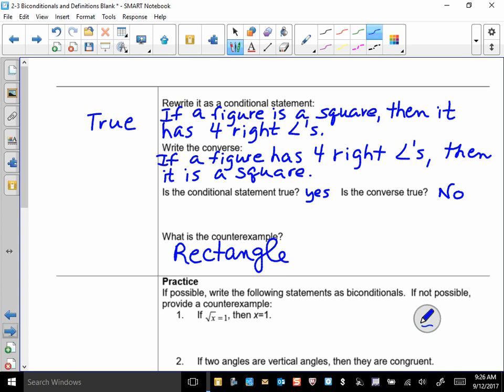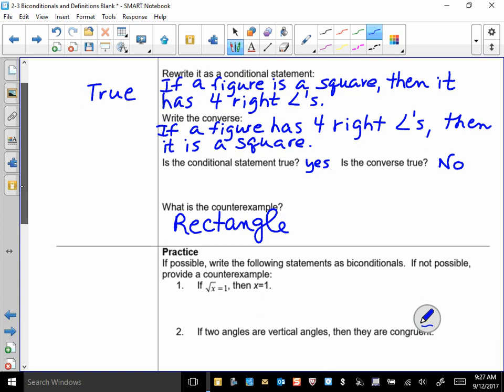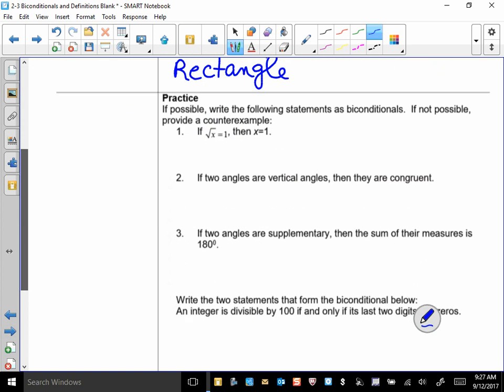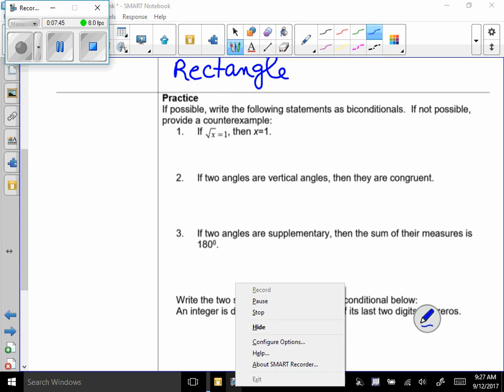So if you want to go back to the previous page and say, no, this is not a good definition, it's not a biconditional, that's because I have a counterexample to the converse. Okay, so what I have left for you here are just some practice problems. As always, I want you to pause here and work on these and then come back.